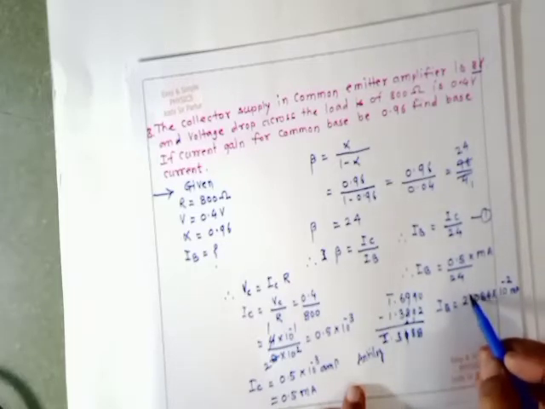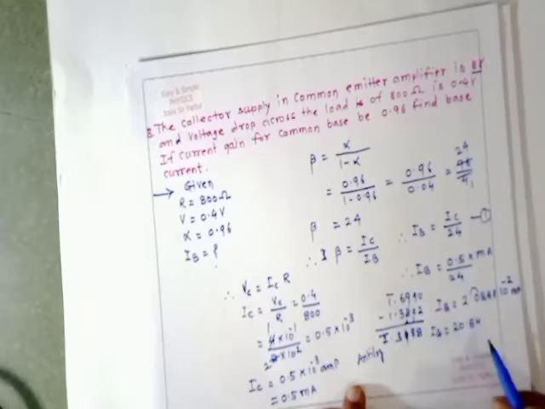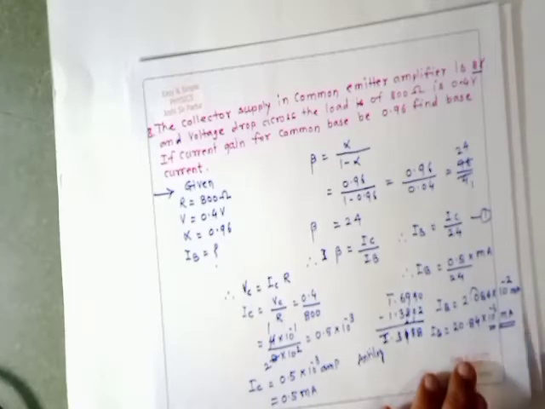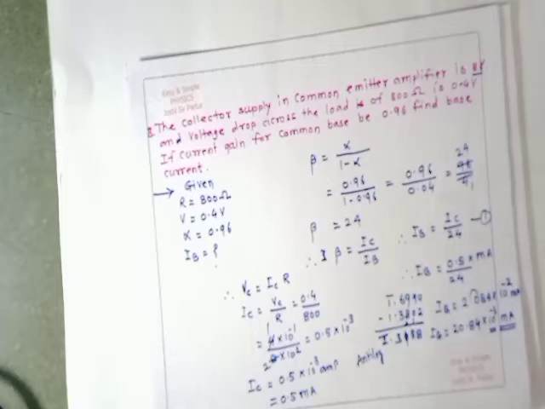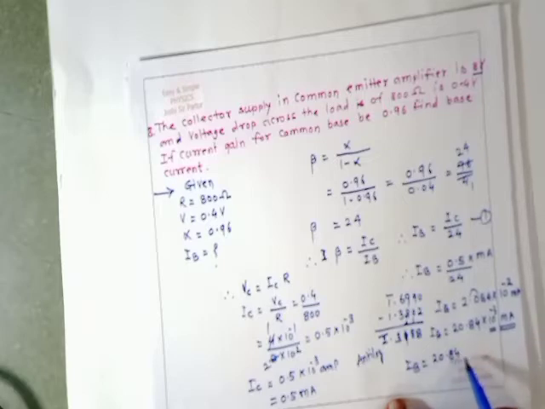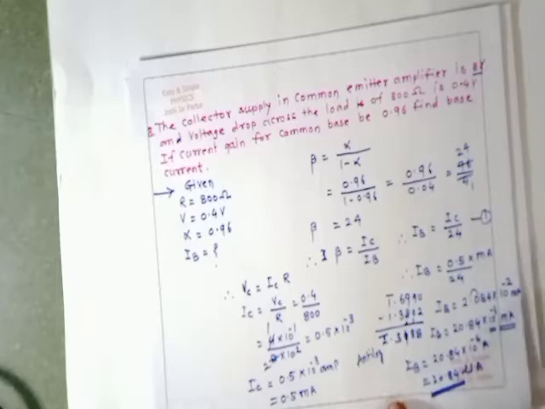So here if we shift the decimal point, the base current will be 22.84 into 10 raised to minus 3 milliampere. 10 raised to minus 3, 10 raised to minus 3, it becomes 10 raised to minus 6. So the base current will be 20.84 into 10 raised to minus 6 ampere, or 20.84 microampere. That will be the base current.